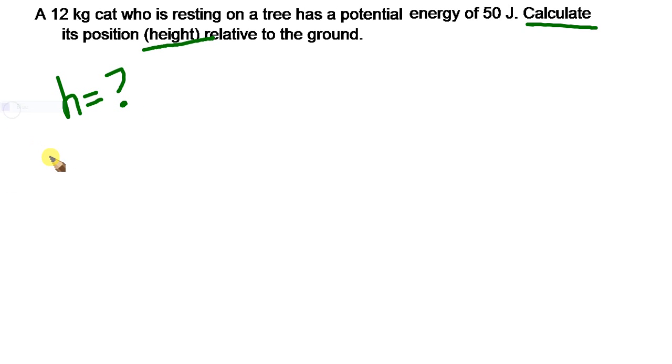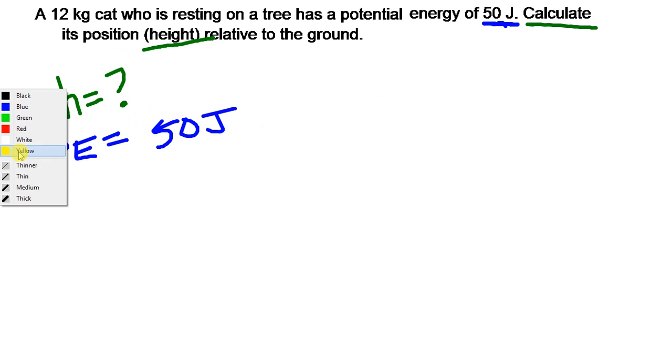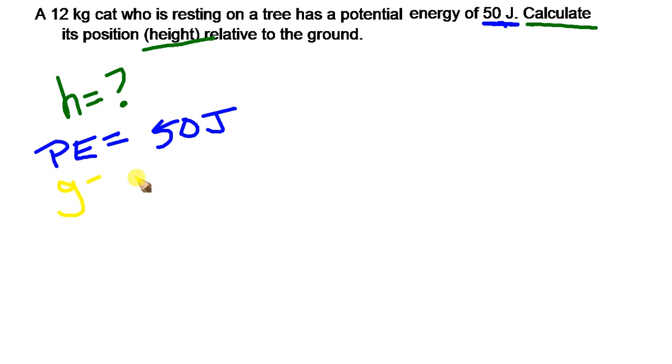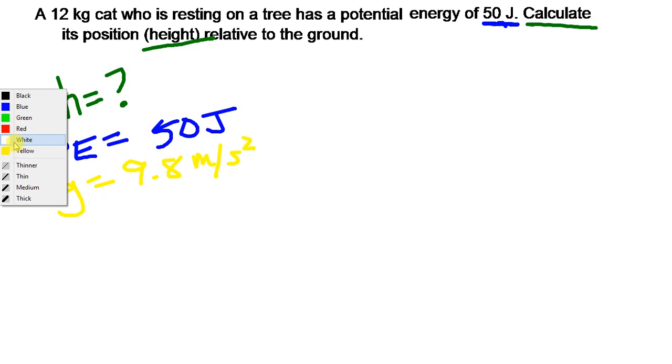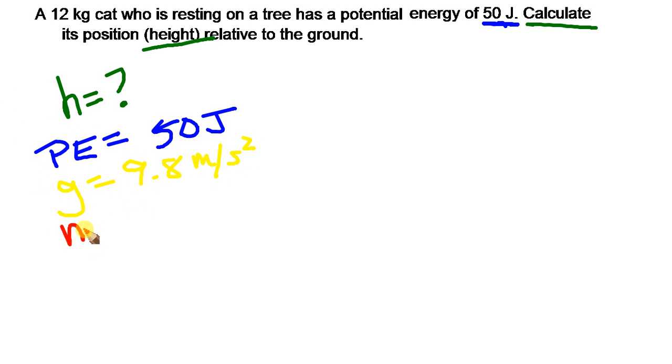Next, I need to identify the variables I know. Potential energy has the unit of a capital J. I see that right here, 50 joules. G is always going to be the same, which is 9.8 meters per second squared. And my mass, our units of mass, is kg. And I look for the kg up. There it is. I have a 12 before it, so my mass must be 12 kilograms.